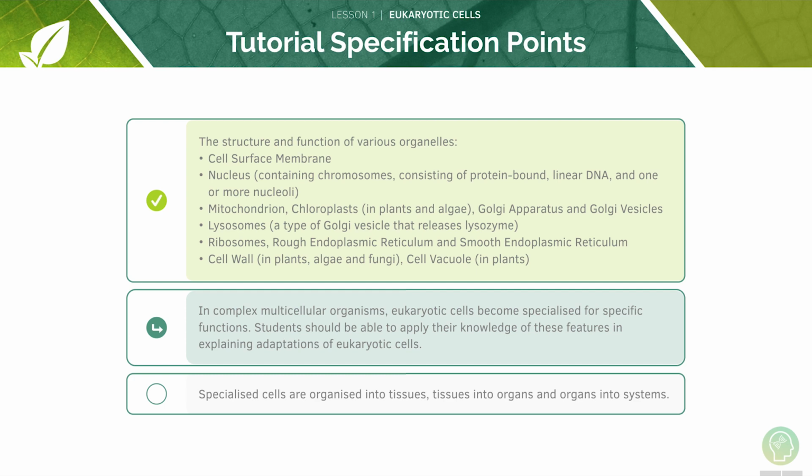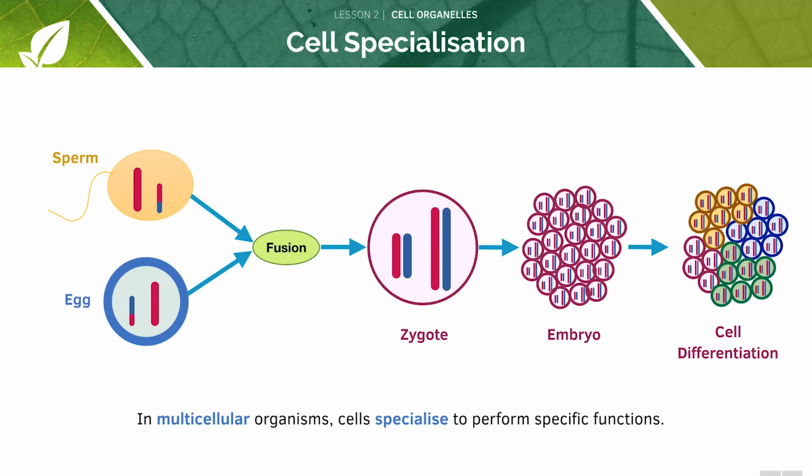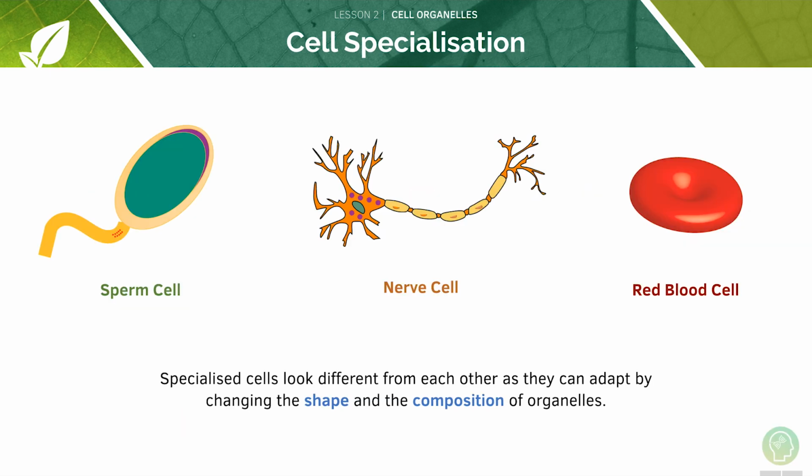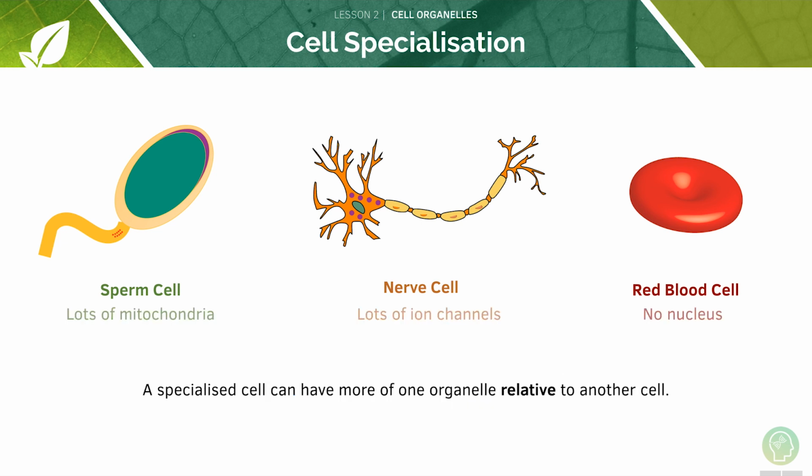Next, we will look at the specializations of cells. In multicellular organisms, cells specialize to perform specific functions. Specialized cells will look different from each other, as they can adapt by changing shape and composition of the organelles. For example, red blood cells adapt to transporting blood. A specialized cell can have one or more organelles relative to other cells. Therefore, cells with different functions oftentimes look drastically different to each other.